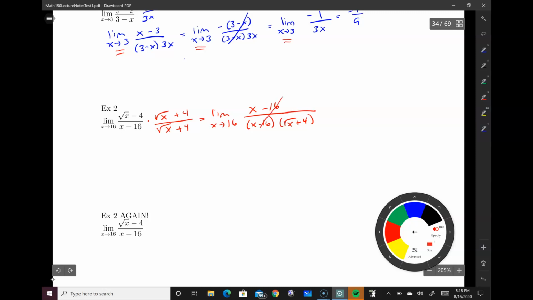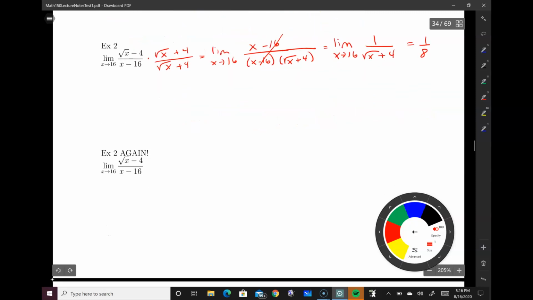Then I see that these cancel. So I have 1 over this. Now can I plug in x equals 16? I can. That gives me a 4 plus a 4 in the denominator, so I get 1/8.